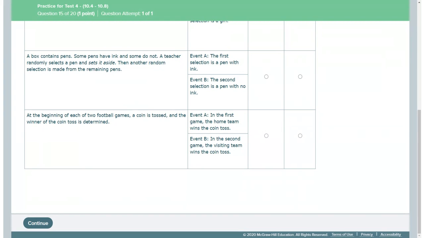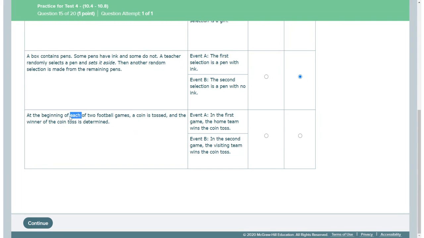When you're taking that first pen out, let's say it was even money, 5 with ink and 5 without ink. So one of them is being pulled aside, and it's a pen with ink. Well, now there are only 4 pens with ink in there and 5 without ink. So your probability has now skewed because of that first pick.